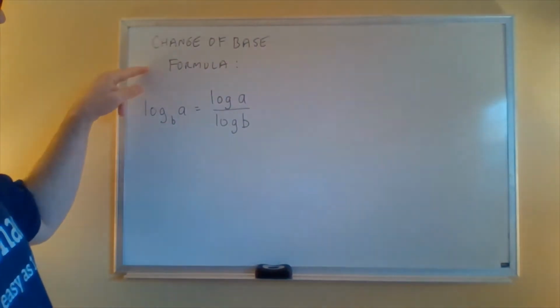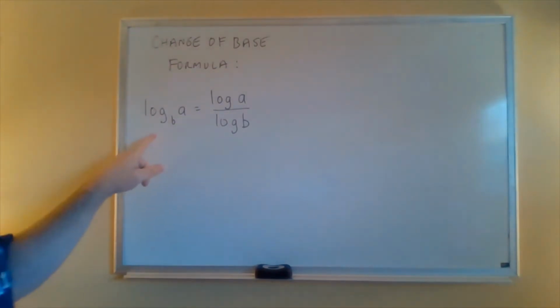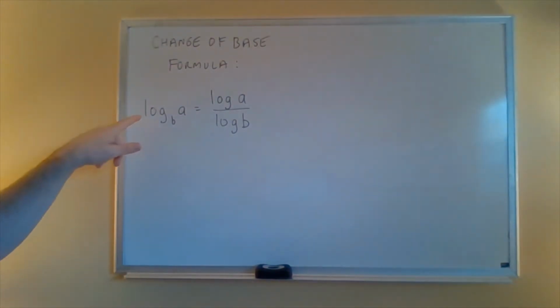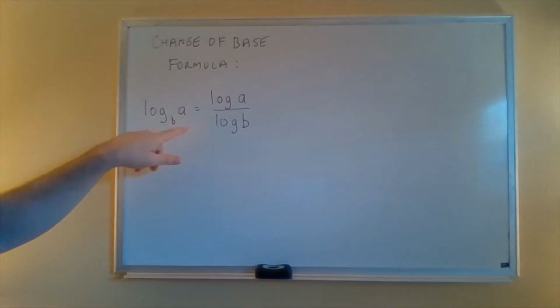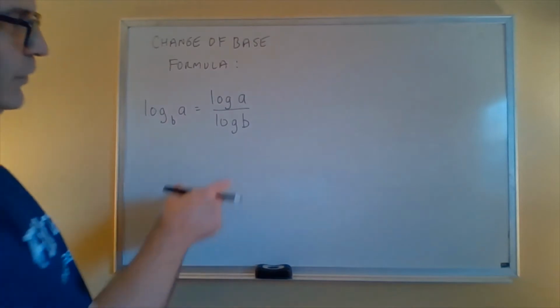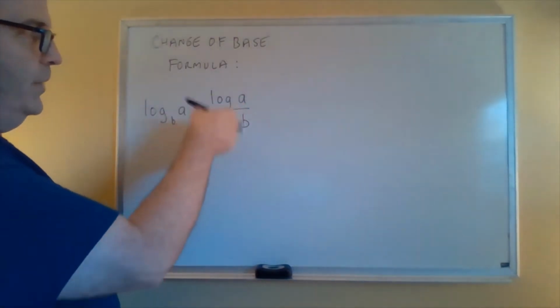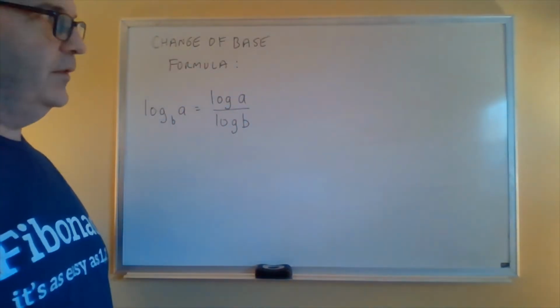This lesson is going to be over something called the change of base formula, and this is what it looks like right here. What it says is the log base b of a is equal to the log of a over the log of b. Let me just address this right here. What happened to the base? Can we just rewrite these without the base?